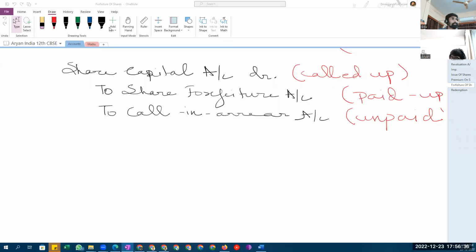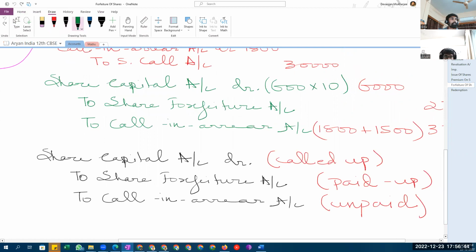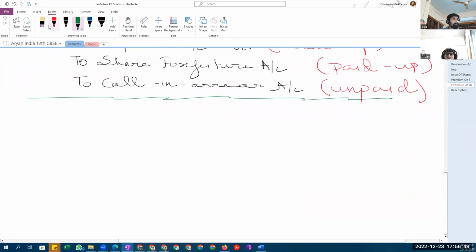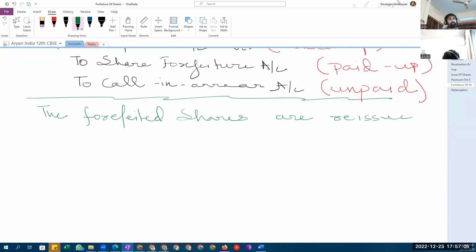Now in this same question, if we had inserted one more element to it, and we had said that these particular shares which were forfeited are being reissued. So I'm inserting one extra line. It says the forfeited shares are reissued for rupees 8.